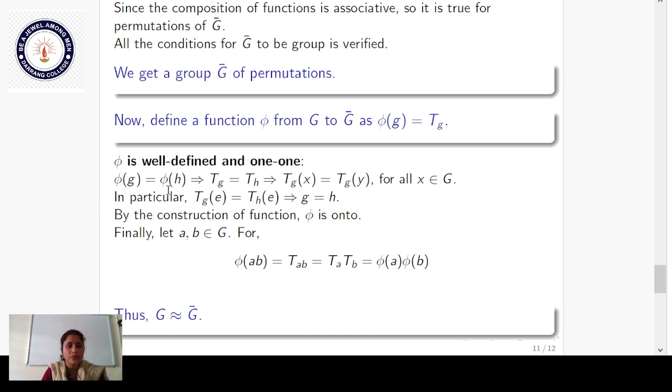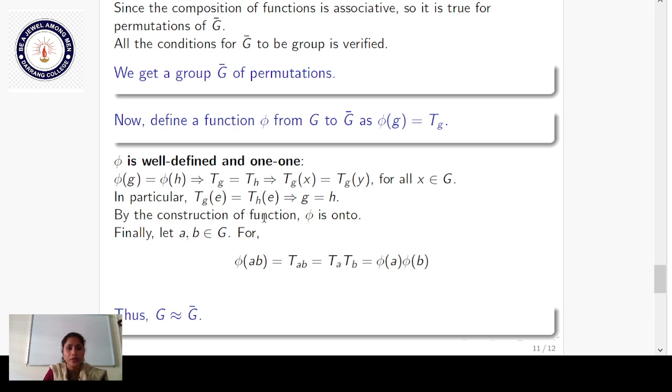For the one-one proof, take phi of g equals phi of h. Then Tg equals Th. Two functions are equal when their images for every element are equal, so Tg of x equals Th of x. In particular, since this is true for all elements x from G, it is true for the identity element also, that is Tg of e equals Th of e, which gives us g equals h. And reversing the process, we get well defined. Under these steps, we can conclude that phi is well defined and one-one.